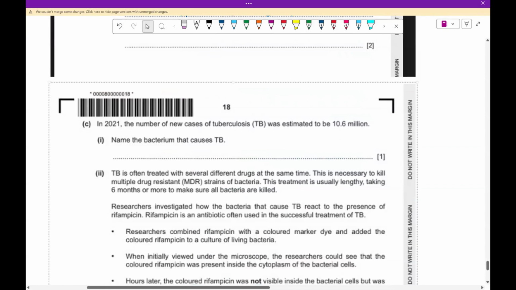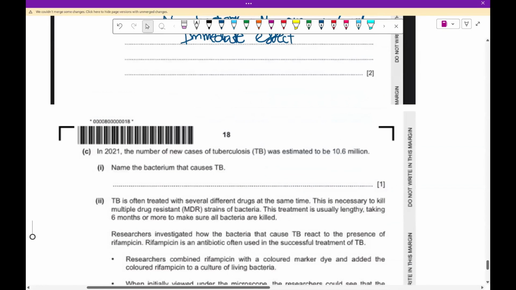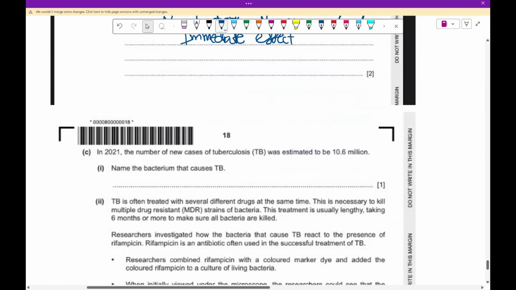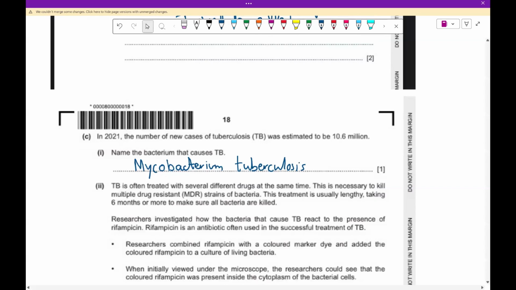In 2021, the number of new cases of tuberculosis was estimated to be 10.6 million. Name the bacterium that caused tuberculosis. So we have two bacteria. Both names start with Mycobacterium: Mycobacterium tuberculosis or bovis. Bovis is basically found in cattle.